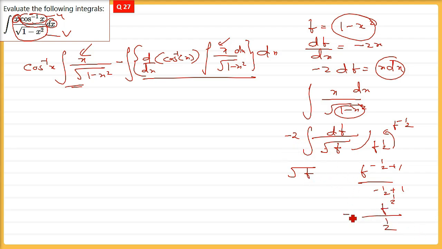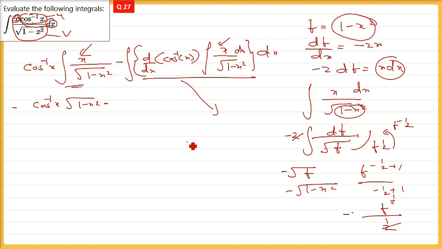The dt by 2 gets cancelled. Since t under root t will come, that is the final thing. Only the minus remains because the 2 gets cancelled. And what was t? t was under root 1 minus x square. So minus cos inverse x and under root 1 minus x square with a negative sign. So negative we have kept outside. Same thing here, minus. So I'll do it separately and then we'll fix the answer here.